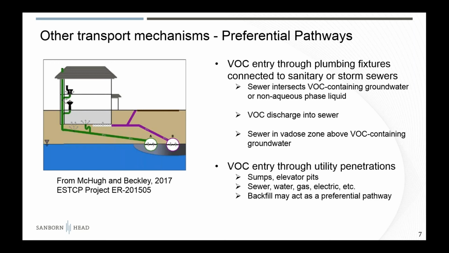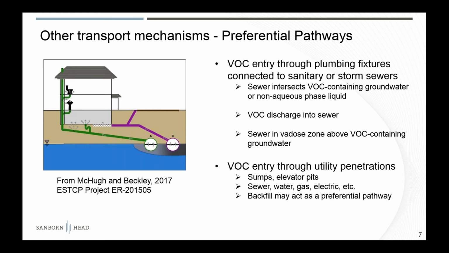The last section here is about the VOC entry through utility penetrations. These are more traditional preferential pathways we're used to talking about: sumps, elevator pits, penetrations for sewer, water, gas, electric conduits. And I think it's still an open question whether the backfill around some of these utilities can act as a preferential pathway within the vadose zone. So potentially a lot more things to think about when assessing a vapor intrusion situation.